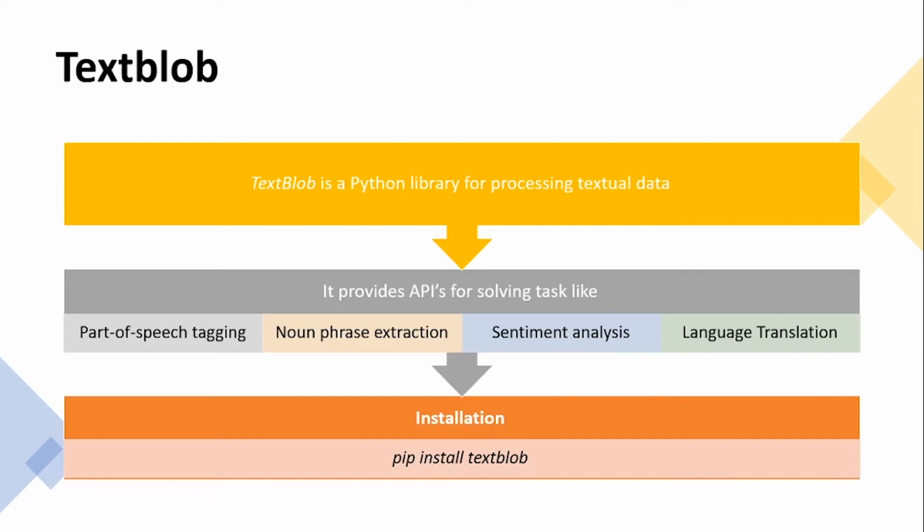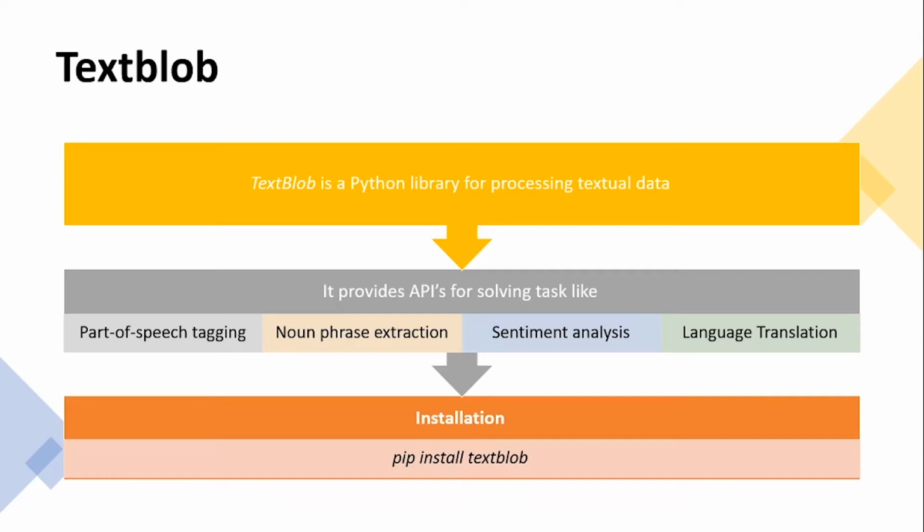TextBlob is a Python library which is used for processing textual data. Remember, when we are dealing with text data, TextBlob is a good option. It provides APIs for solving tasks like part of speech tagging, in which we can tag each word with its part of speech. We can extract noun phrases from a sentence. We can also apply sentiment analysis and classify whether a sentence is a positive, negative, or a neutral sentence. We can also translate into other languages.